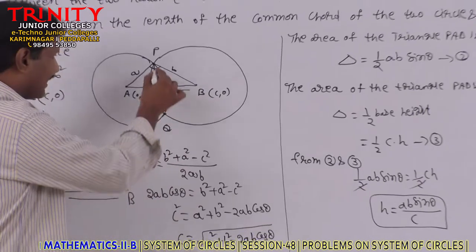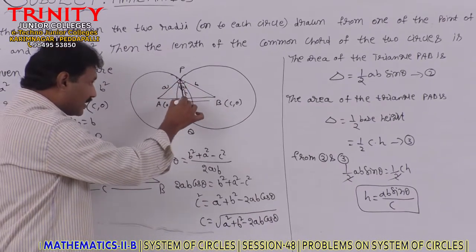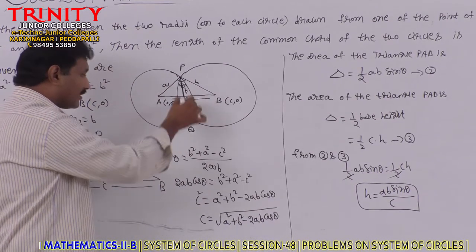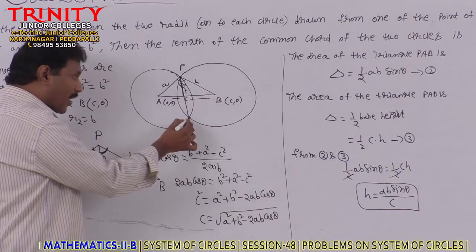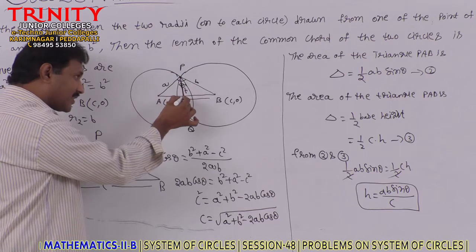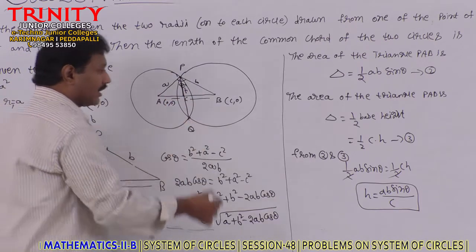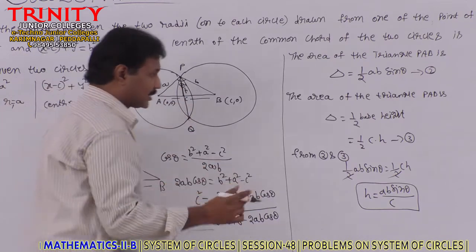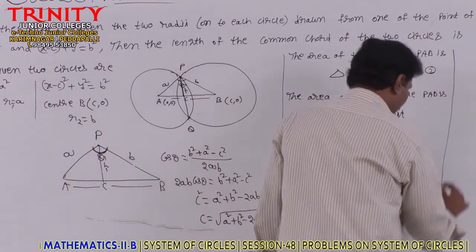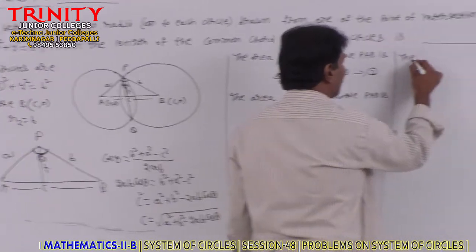Here, let PQ be the length of the chord. The length of PQ: we know this part is H. This is the other point of intersection, and automatically this length is also H. Therefore, the length of PQ is H plus H, that is 2H. This is the length of the chord.